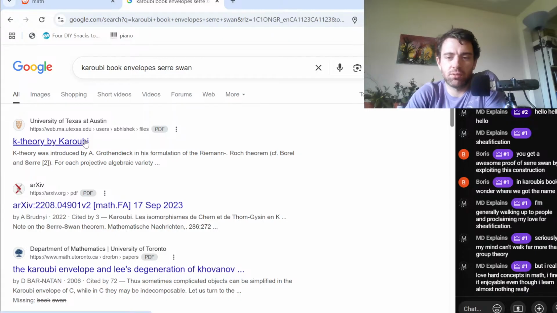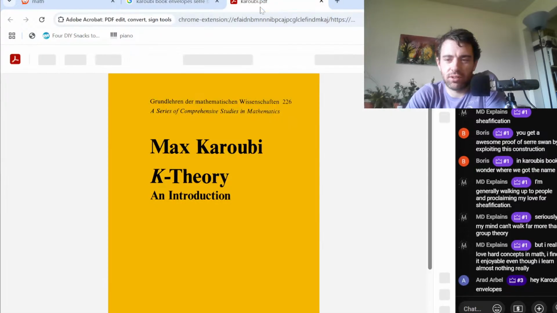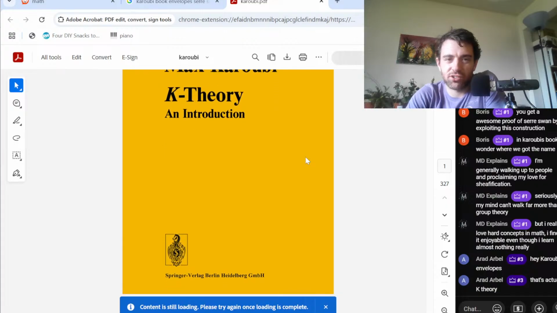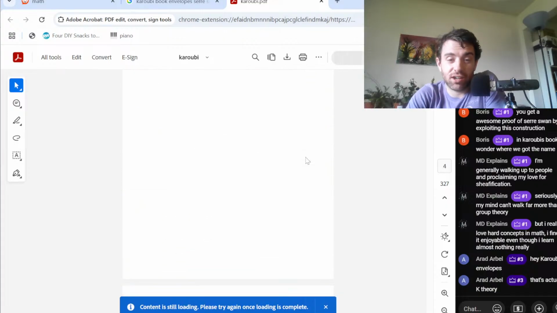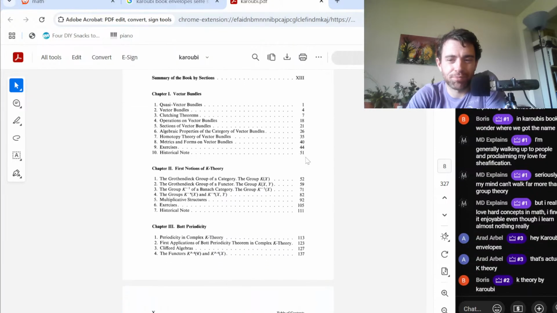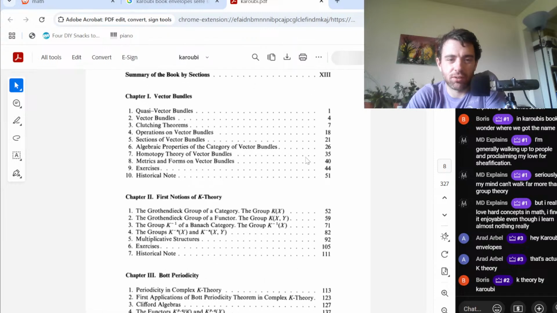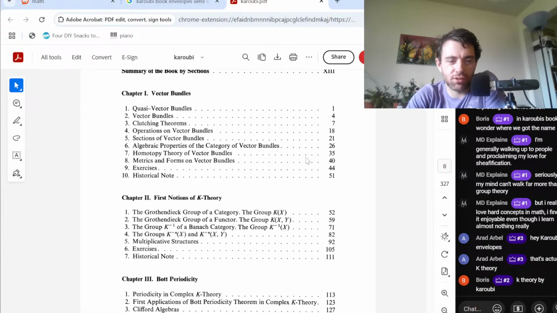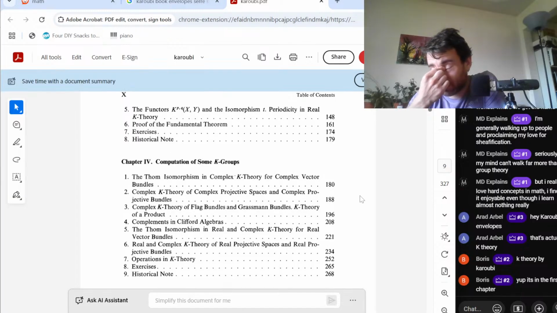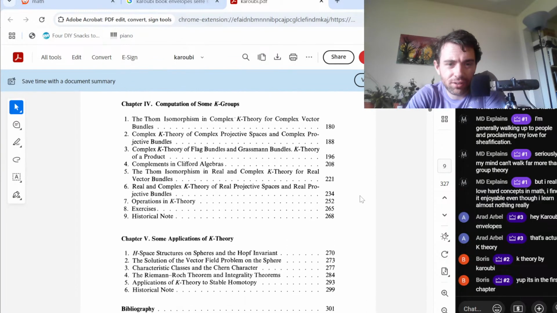K-Theory by Karoubi? Wait a second. I have a hard copy of this book. Is it in here? Hello, Arad. That's actually K-Theory, yeah. I got a hard copy of this book recently. Wow. Okay, great. Well, this will be my new bedtime reading. Is understanding the proof. Wow, that's exciting. That is exciting.